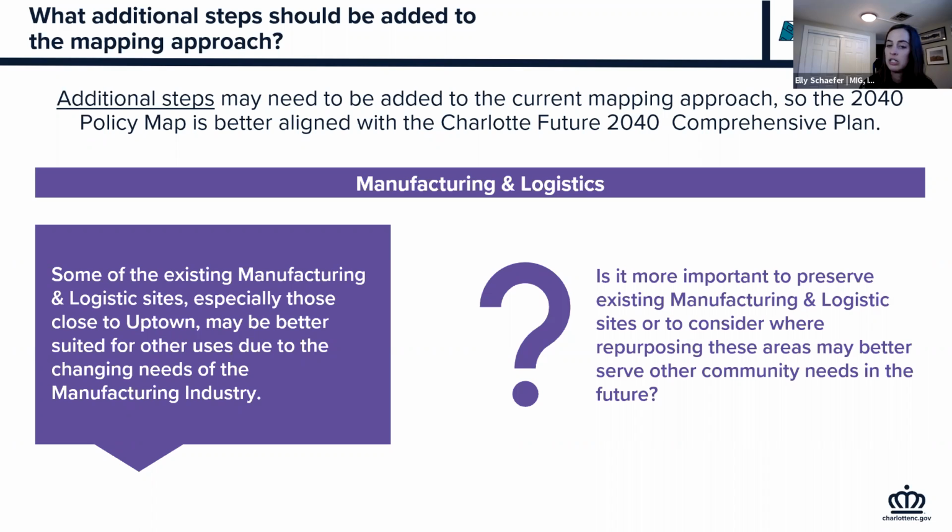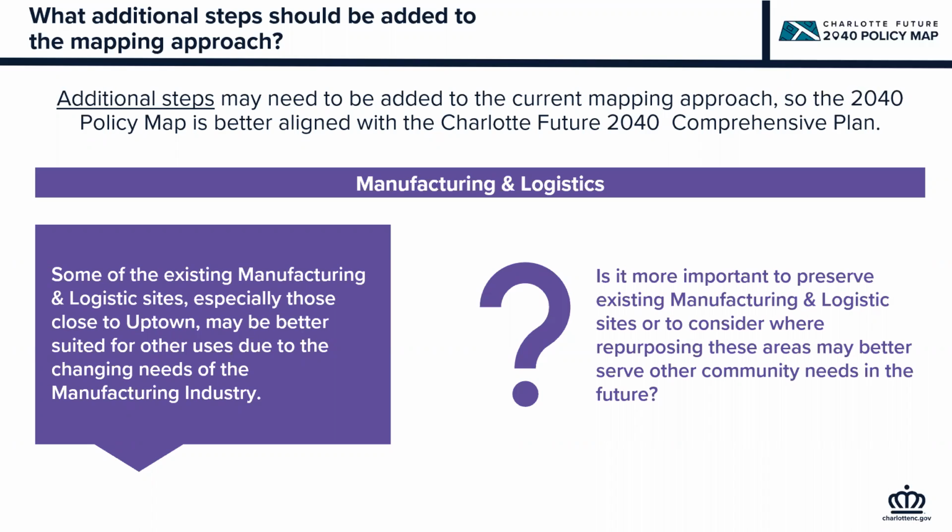First, looking at manufacturing and logistics. What we've heard from our partners in economic development is that some of the existing manufacturing and logistics sites, especially close to Uptown, may be better suited for other uses due to changing needs of the manufacturing industry. So our question for you all here is: is it more important to preserve existing manufacturing and logistics sites, or to consider where repurposing these areas may better serve other community needs in the future?